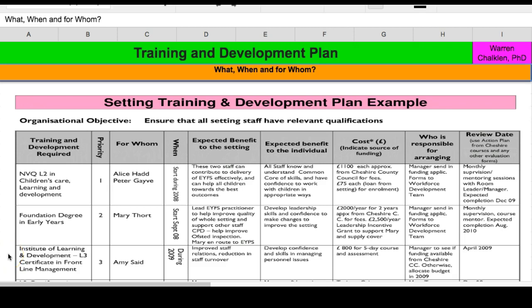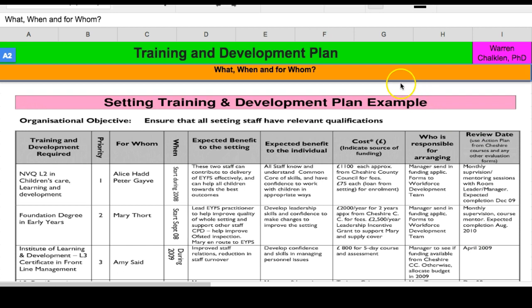Part of designing any training is thinking through a training and development plan. A training and development plan asks the questions about what, when, and for whom the training is for. Let's take a look at an example.